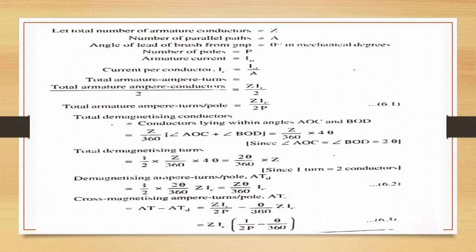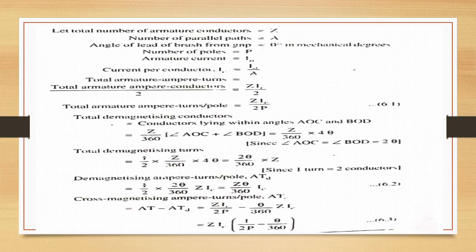The total number of armature conductors is Z, the number of parallel paths is A, the angle of lead of brush from GNP is theta in mechanical degrees, the number of poles is P, the armature current is I, the current per conductor is I naught by A, and the armature current is also represented by I naught. Total armature ampere conductors by 2 is equal to ZIE by 2. Total ampere turns per pole is ZIE by 2P.